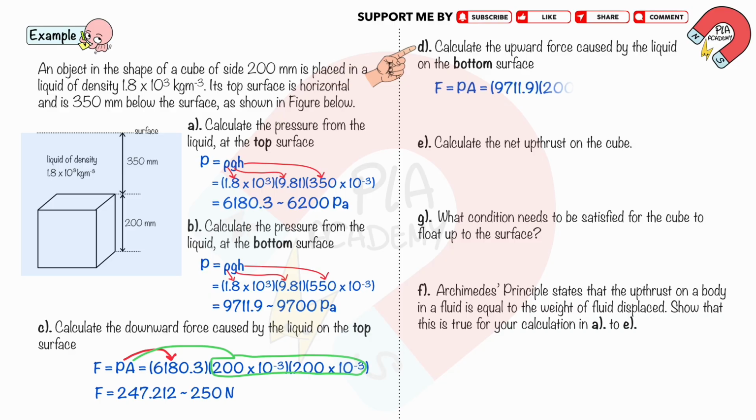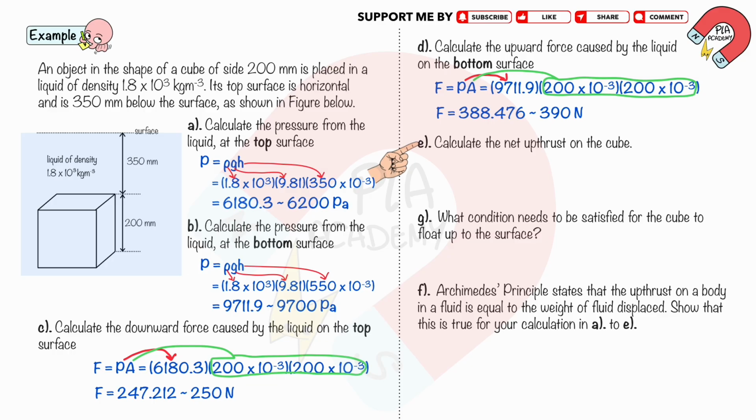We calculate the force at the bottom by F equals P times A. Substituting P equals 9,711.9 and area A equals 200 times 10 power negative 3 multiplied by 200 times 10 power negative 3. We solve the force F equals 390 newtons for two significant figures. E. Calculate the net upthrust on the cube.